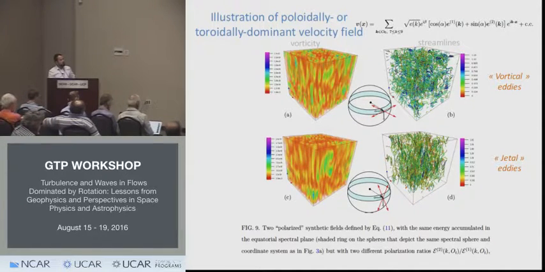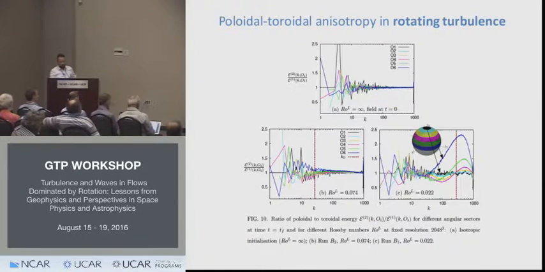If you have a poloidal dominated case, in which energy is accumulated in the equatorial plane, in that case you have jets or eddies. And the structure of the flow is different in these two cases. So that's a way to relate the statistics and the spectra here, the model spectra, to the structure of the flow. And we observe in isotropic turbulence that, of course, the ratio between toroidal and poloidal energy is one. Sampling is not enough at small scales so that we have all these oscillations, but it's of order one.